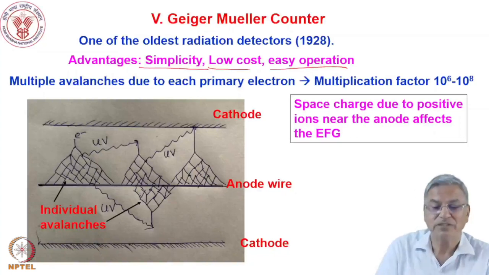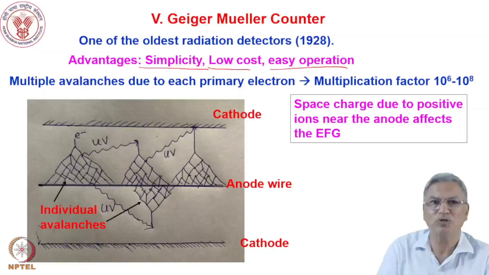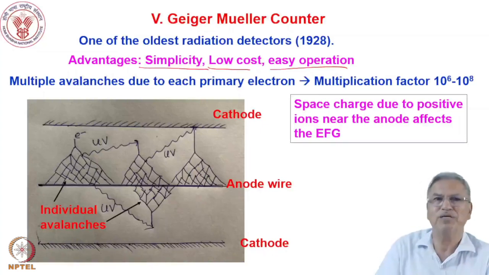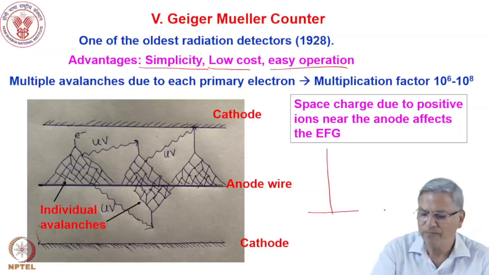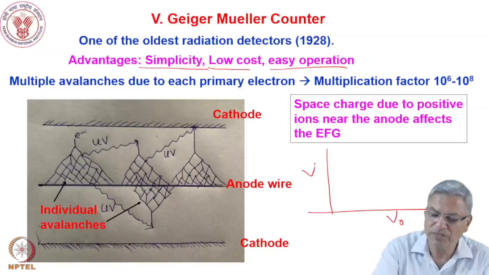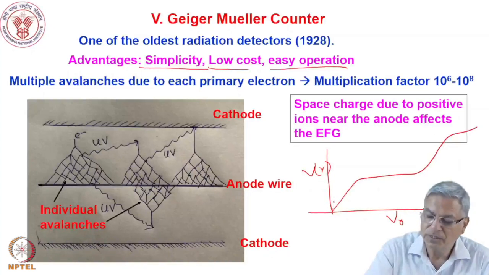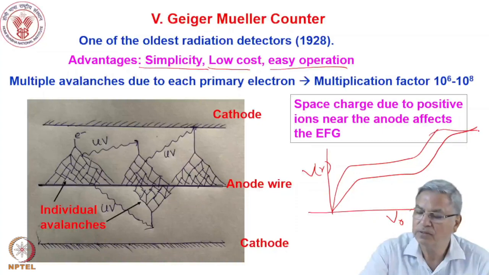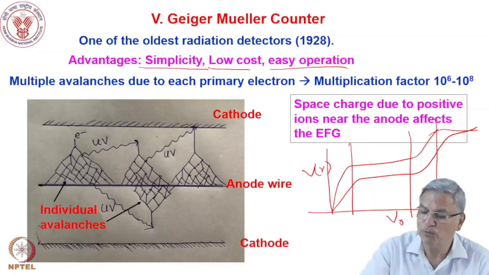GM counters are still in experimental laboratories when you are doing experiments for MSc students or PhD students in initial training. In fact, in some applications where simple counting is required, GM counters can be used. If you recall again the graph of applied potential V0 versus the signal, we showed that for two detectors, this was the recombination region, this was the ionization chamber, the proportional region, and here is the limited proportionality.